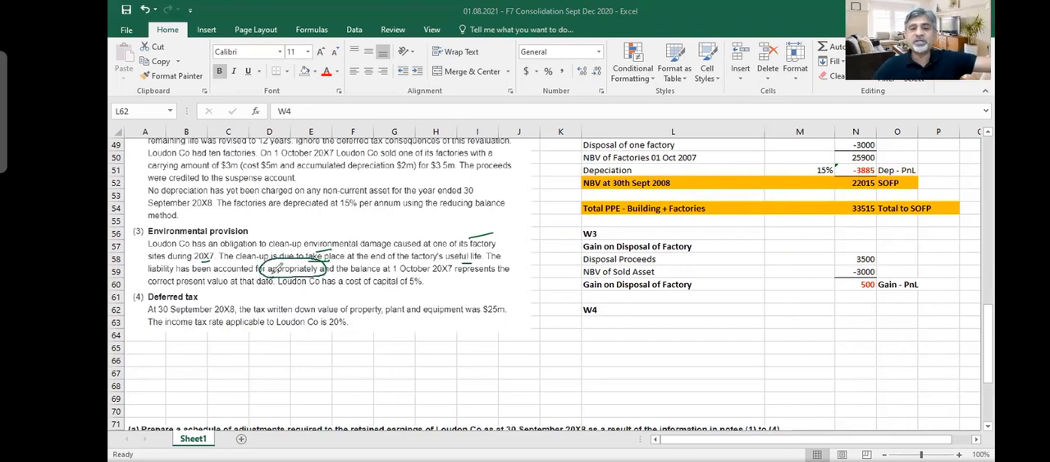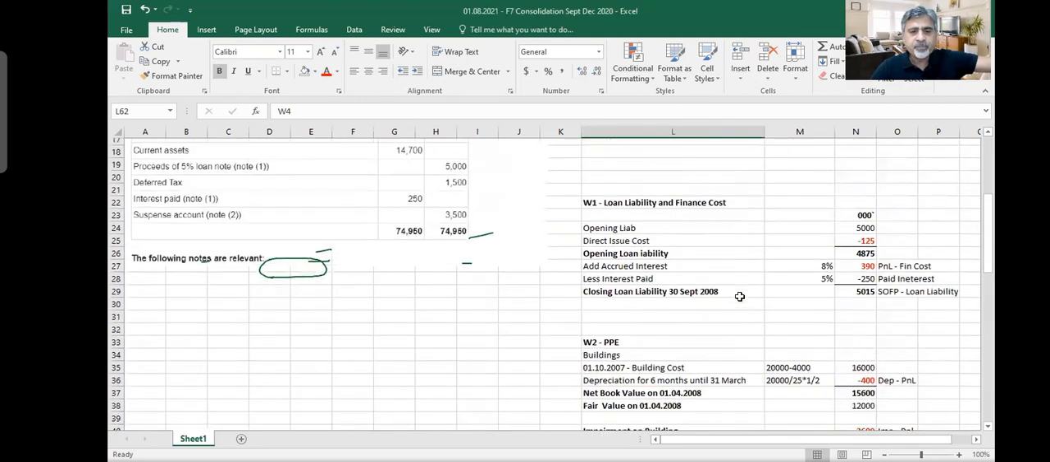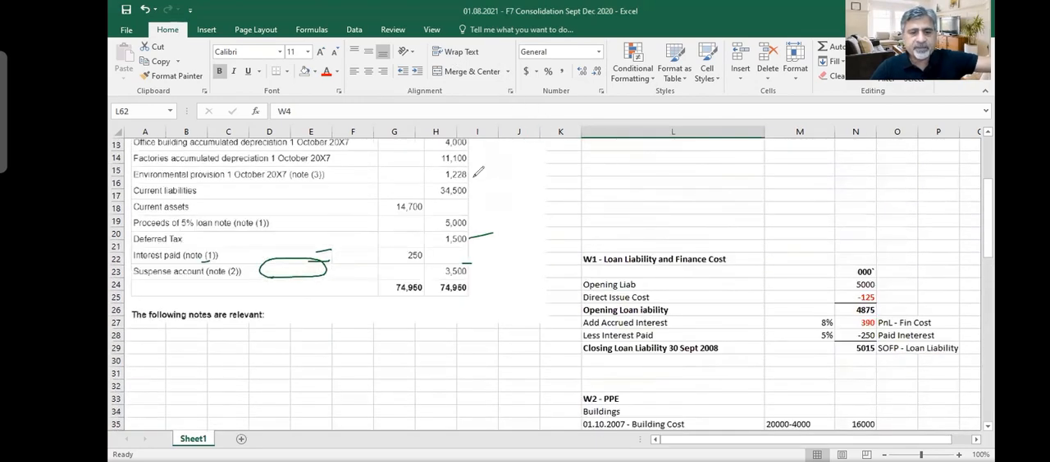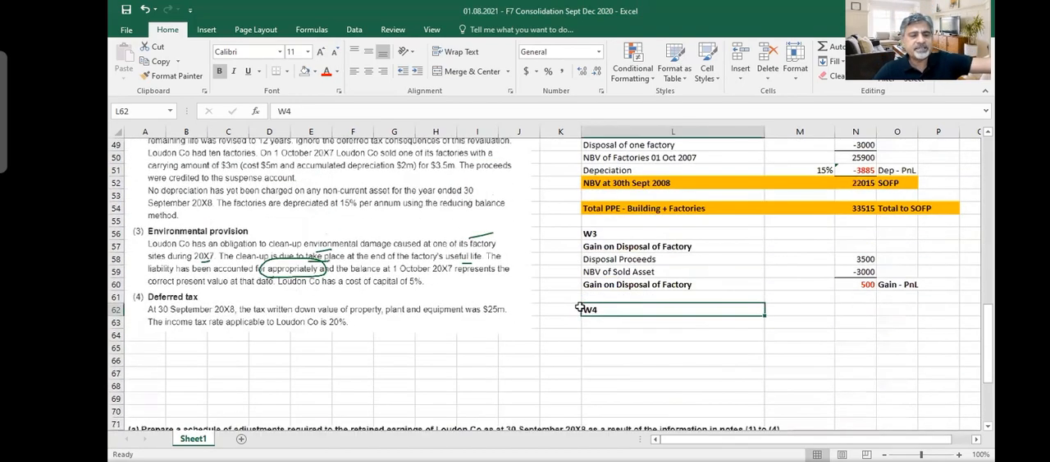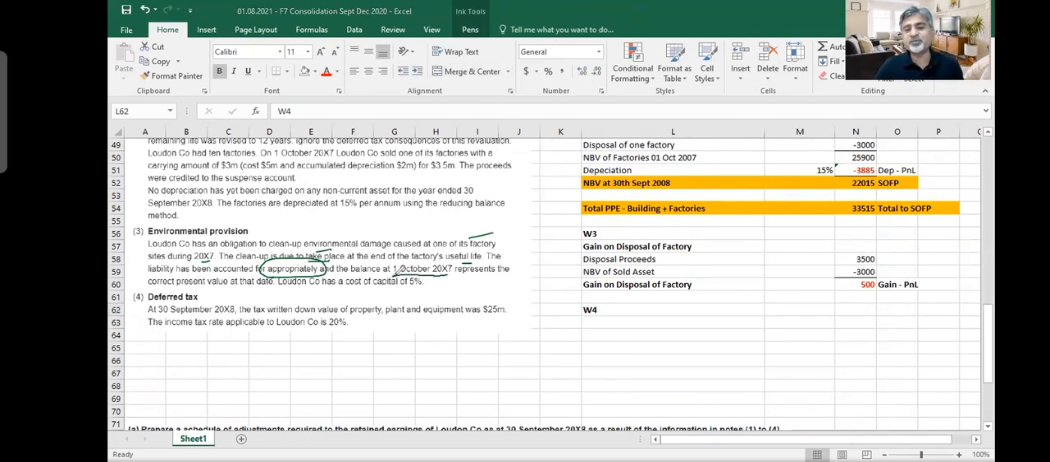Which liability? It was given in the trial balance. If I scroll up, you see that this is the liability, 1.228 million. So they say that this liability has been accounted for correctly, which means this 1,228 number is correct, at 1st October, at the beginning of the year, and represents the correct present value at that date. The number value is correct, but the only problem is it is at 1st October 2007, the beginning of the year.